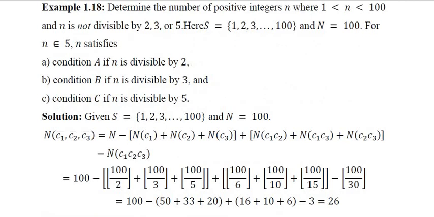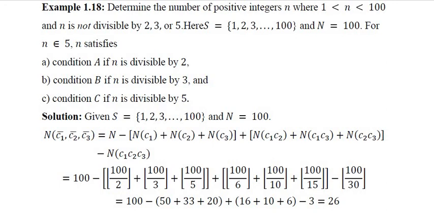Now let us move to the next question. Determine the number of positive integers n where 1 less than n less than 100 and n is not divisible by 2, 3 or 5. Here set S is equal to 1, 2, 3, etc. up to 100 and capital N is equal to 100. For n belonging to S, n satisfies the conditions: Condition A, if n is divisible by 2. Condition B, if n is divisible by 3. Condition C, if n is divisible by 5.